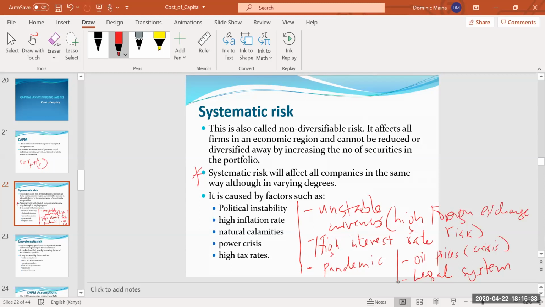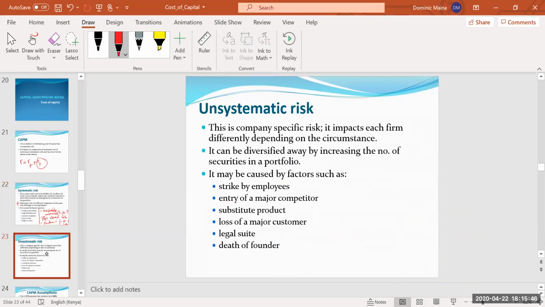Then you have to call now the other classification, or the other group of the risk, which is referred to as the unsystematic risk or the non-systematic risk. In that category, these are risks that, as I mentioned, are going to be affecting only individual firms. They are firm-specific risk, firm-given risk, so it's not every firm within that particular market that shall be exposed to that risk.